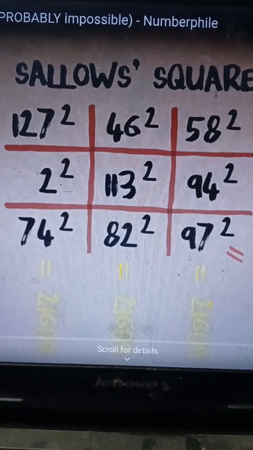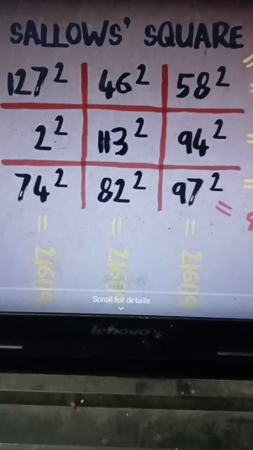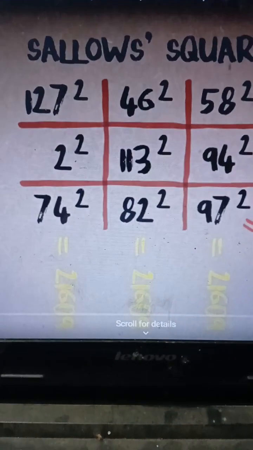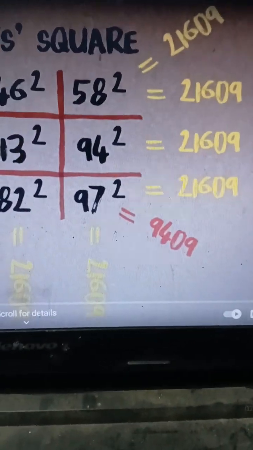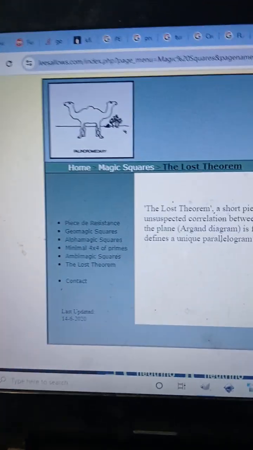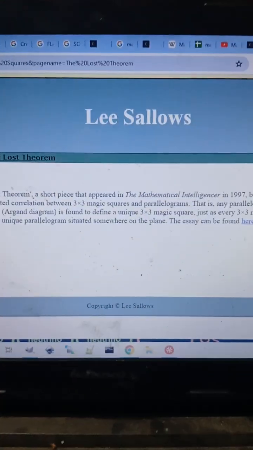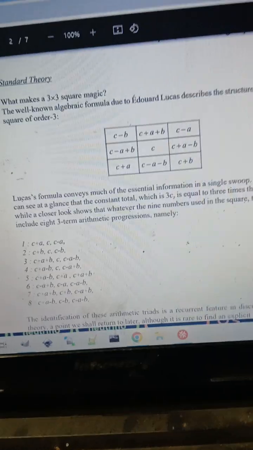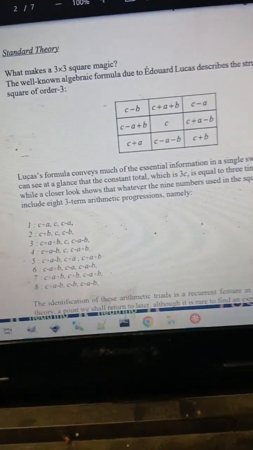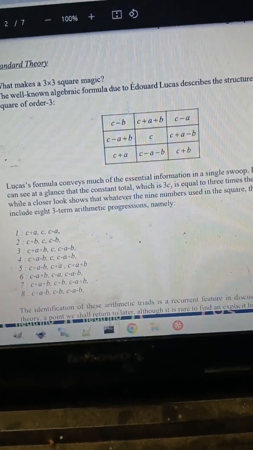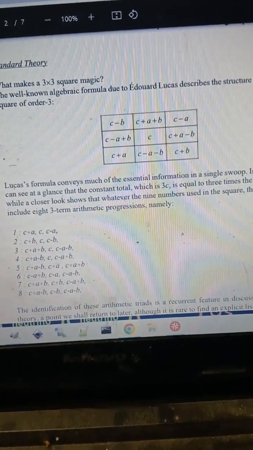This one's pretty close. It's called Salo's square. I think that's how you pronounce that, but he did a lot of work on it. I'm going to show you that in a second, but you can see one of his diagonals doesn't add up, and I can tell you why that is too. Salo's has their own website here where they have this paper called The Lost Theorem, and you can get a PDF of that. In that PDF it goes over the standard formula on how to make a 3x3 magic square, which doesn't work when you square the results.